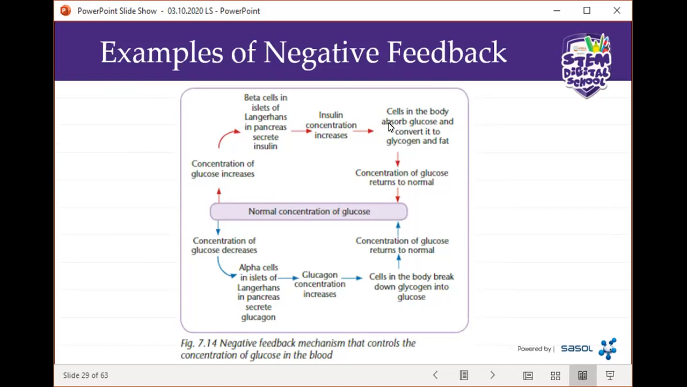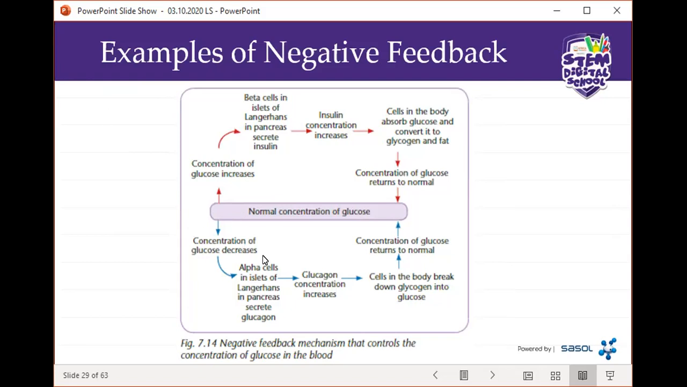Now let's continue with this loop. It says cells in the body absorb glucose and convert it to glycogen and fat. Again, the target organs of insulin are the muscle cells, the adipose tissue, as well as the liver. Once that happens, the concentration of glucose returns to normal and balance is restored. Then when the concentration of glucose decreases in the blood, these are the blue arrows now.